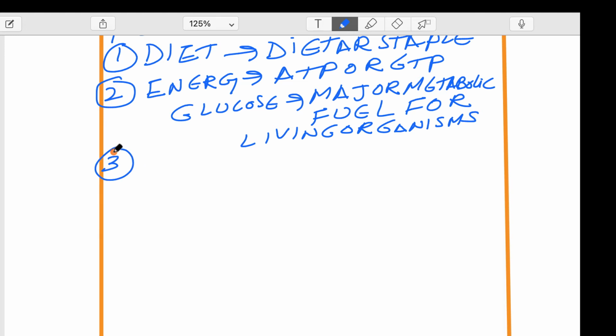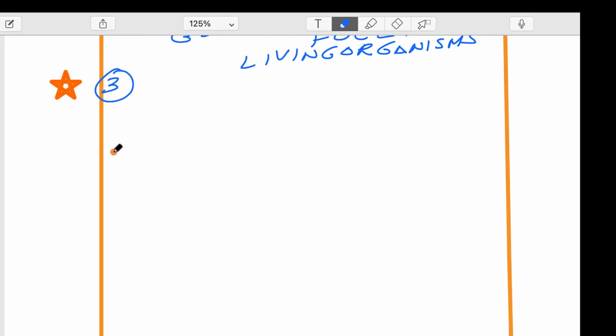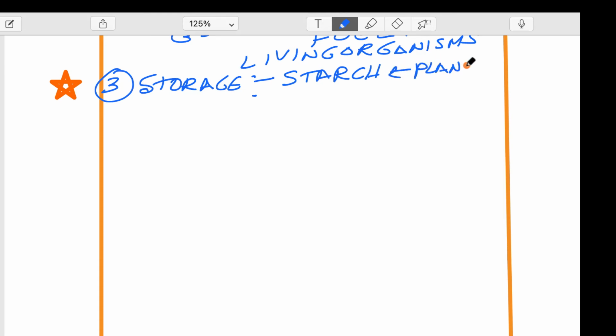Next, take up the third function. What is the third function? It is storage, another important aspect. Carbohydrates are stored. If a person is fasting, the stored carbohydrates are useful. They are stored in two ways. One is starch in plants, and glycogen in animals.